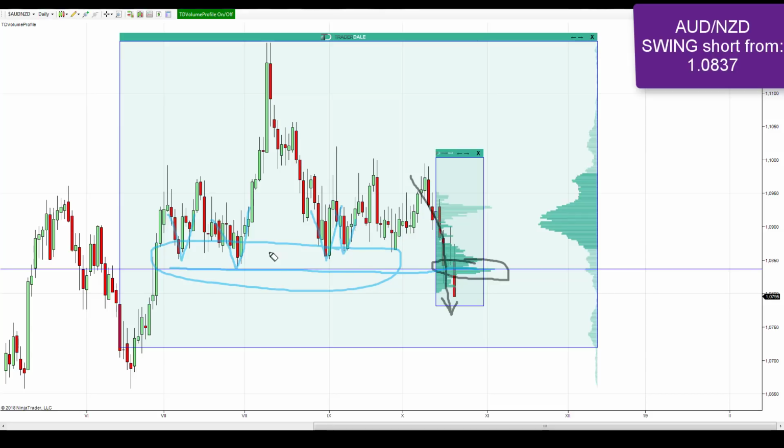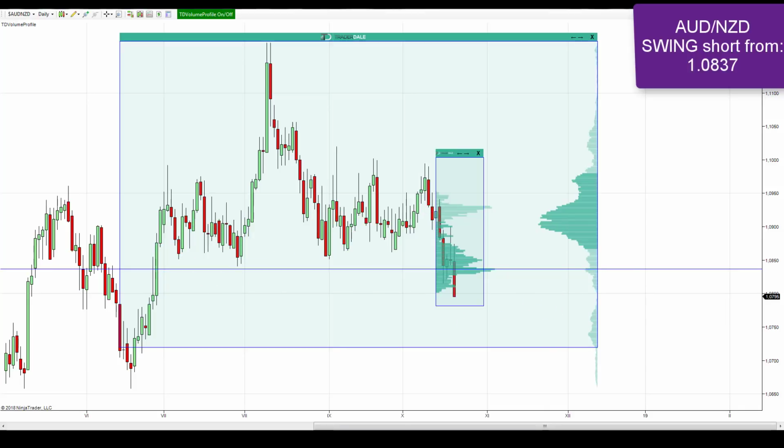So we basically have support, which became a resistance when the price went past it. We have the trend setup with the volume cluster right there. And if there is more selling activity, for example, one more day, then this level is a pretty strong level to go short from.